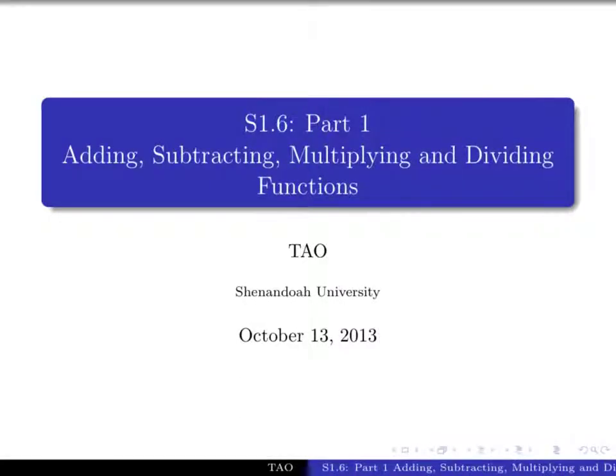Right, so this is going to be the first part of our overview of section 1.6 on how to combine functions. Here we're going to do the algebraic pieces: adding, subtracting, multiplying, and dividing of functions. We're going to save composition of functions for the next video.